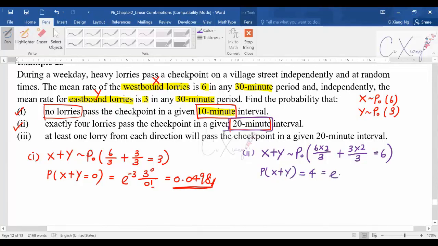Again, they don't bother what kind of lorries there are, so you just need to focus on the number of lorries only. So e to the negative lambda, lambda to the power 4 divided by 4 factorial, and that's why you should be able to get the answer 0.134. All right, then now we continue to part number 3.